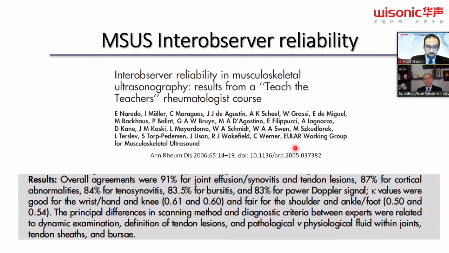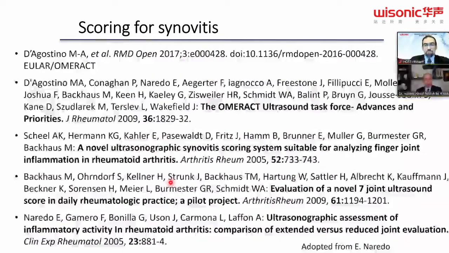What about the inter-observer reliability of these findings? Well, for the synovitis and the effusion, it's more than 90% agreement on the inter-observer reliability. So that's a very good or excellent tool. This is adapted from Esperanza Naredo, who once enumerated some of the full image of the scoring system for synovitis. So all these papers suggested synovitis scoring.